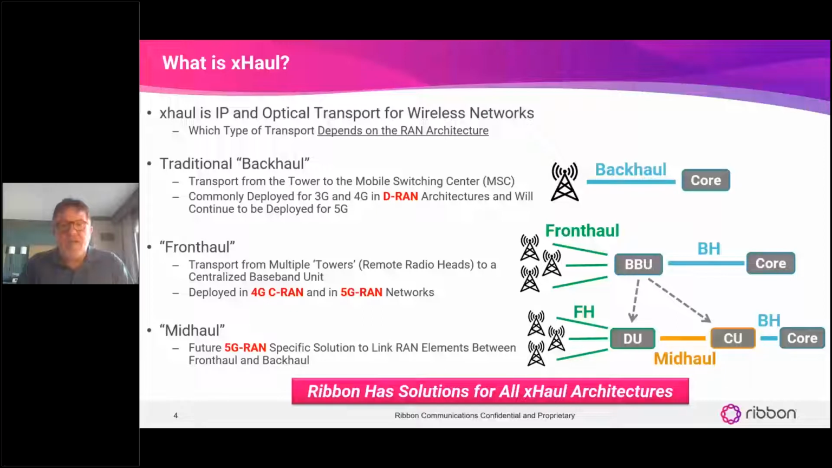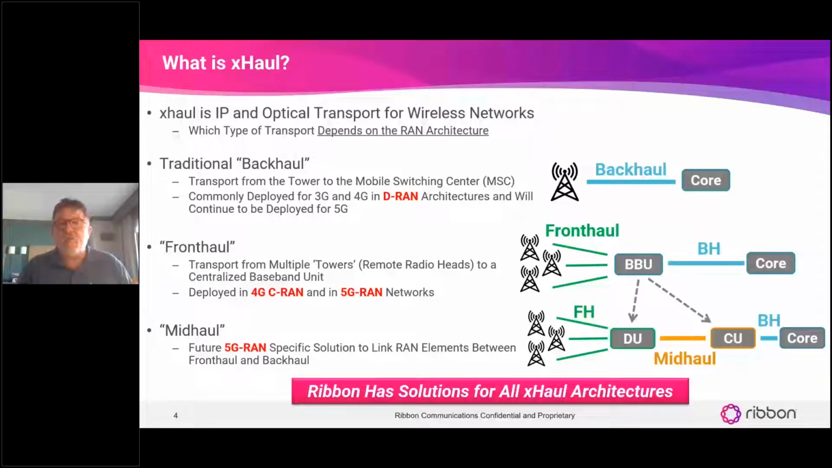It is typically Ethernet traffic. By today's standards, it's usually pretty small in terms of bandwidth or throughput because it didn't need to be big. We were only carrying 3G and then eventually 4G traffic. These are what are called distributed RAN or DRAN architectures.